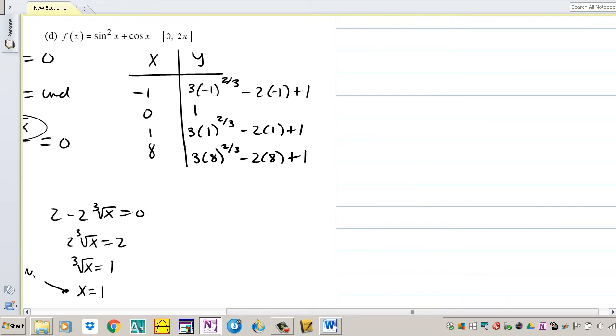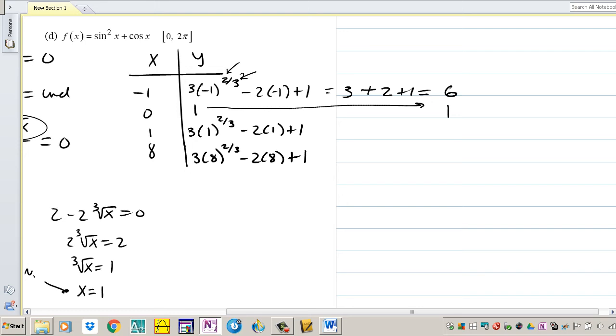Well, -1, if I take a look at -1, the top number of this power means that I'm squaring it. So -1 squared is a positive 1, and the bottom number means that I'm cube rooting it. So the cube root of 1 is 1, so that's 3. Minus a double minus, which is a plus 2 plus 1, and that is 6. This one we already know what it is. It's a 1.